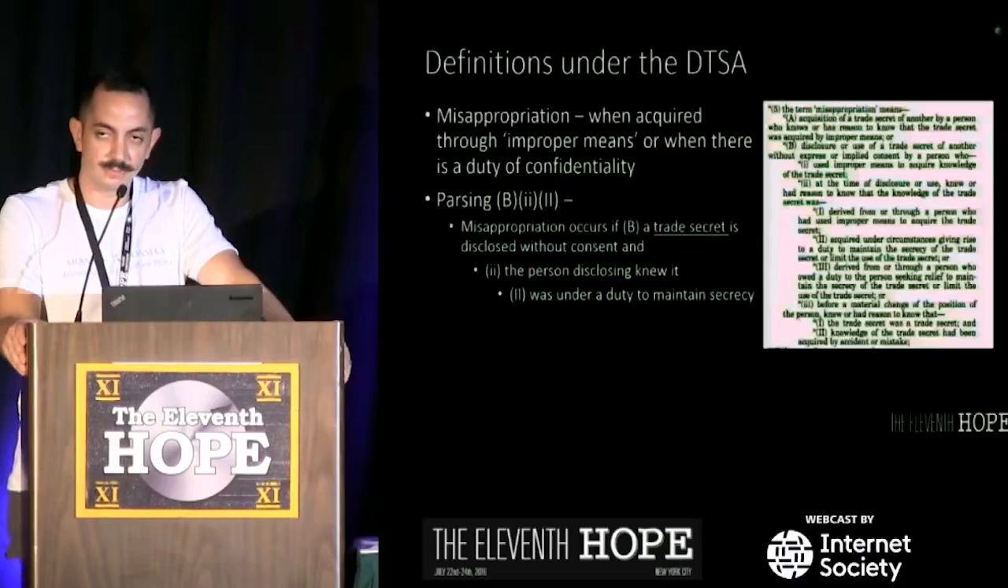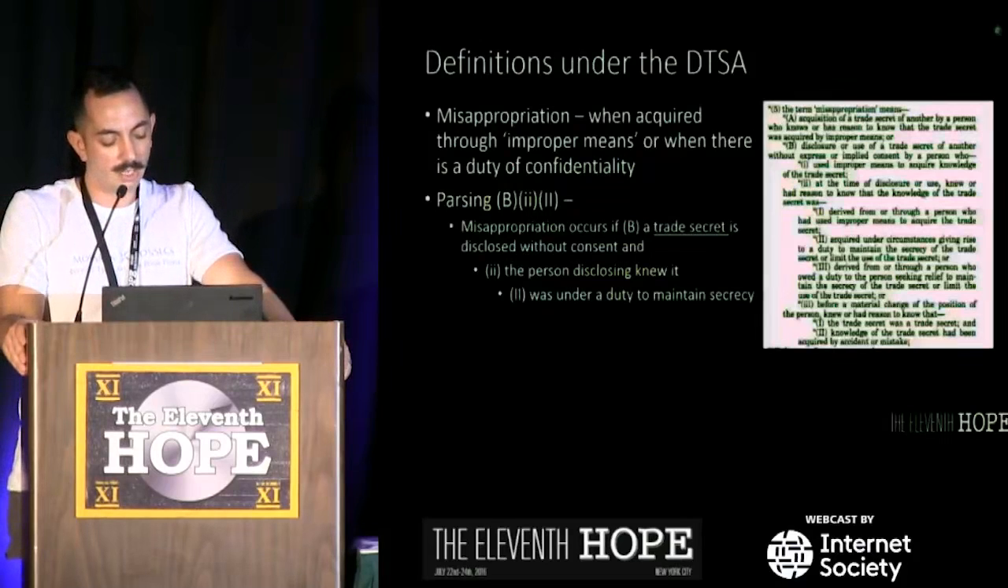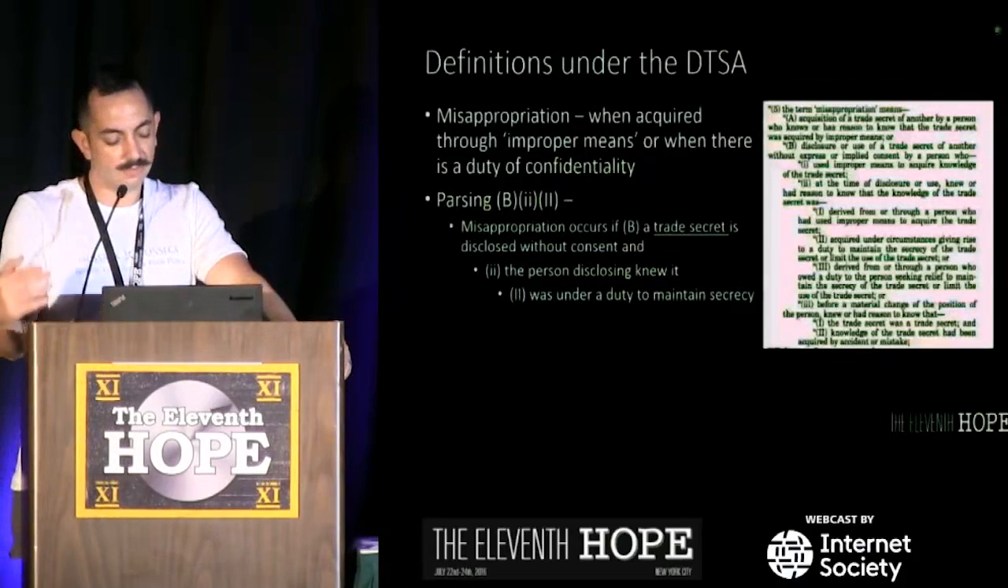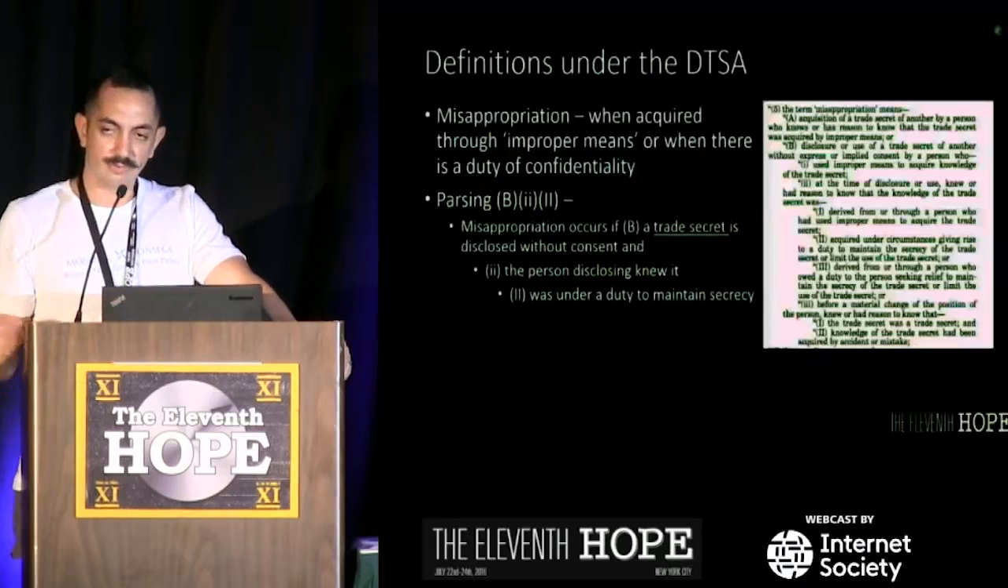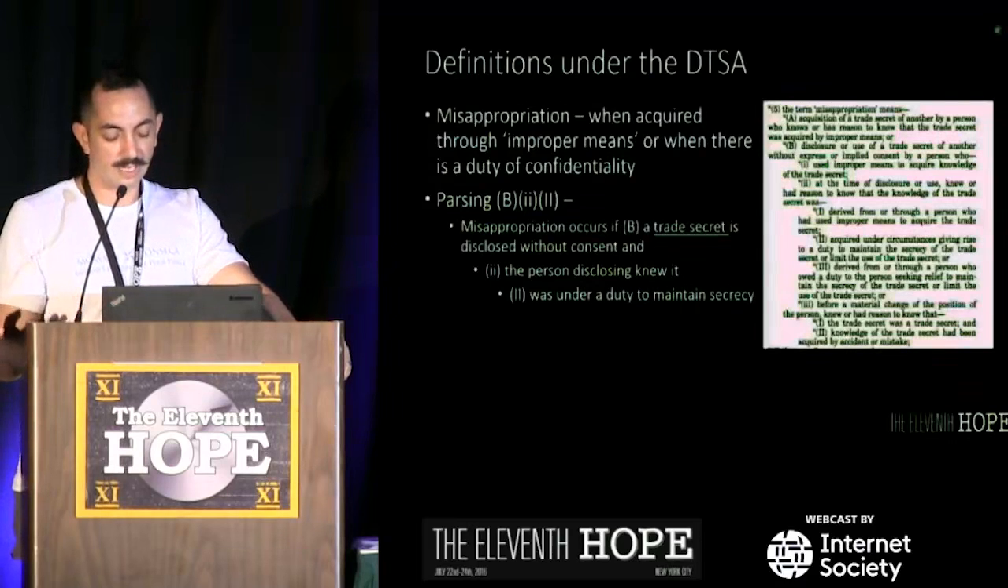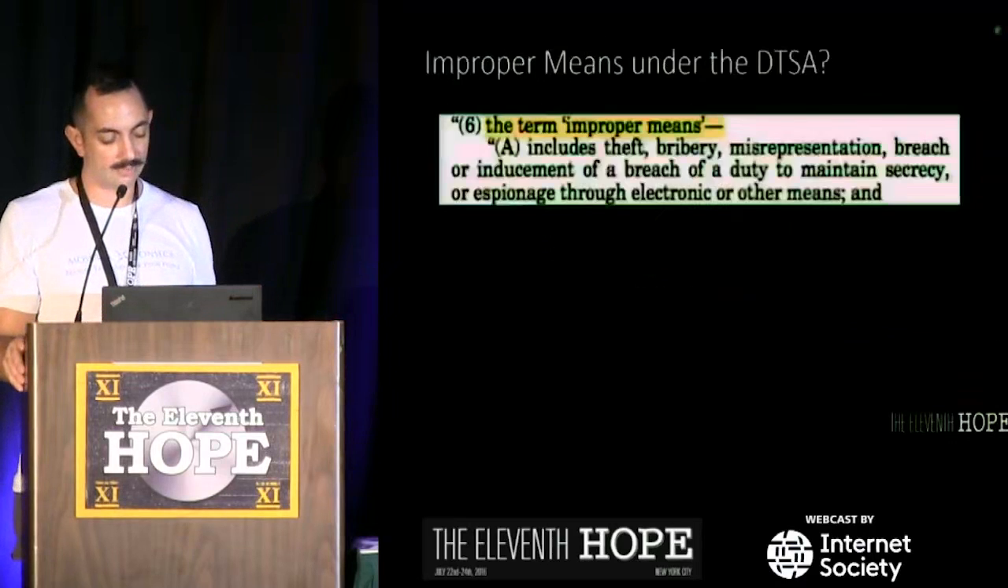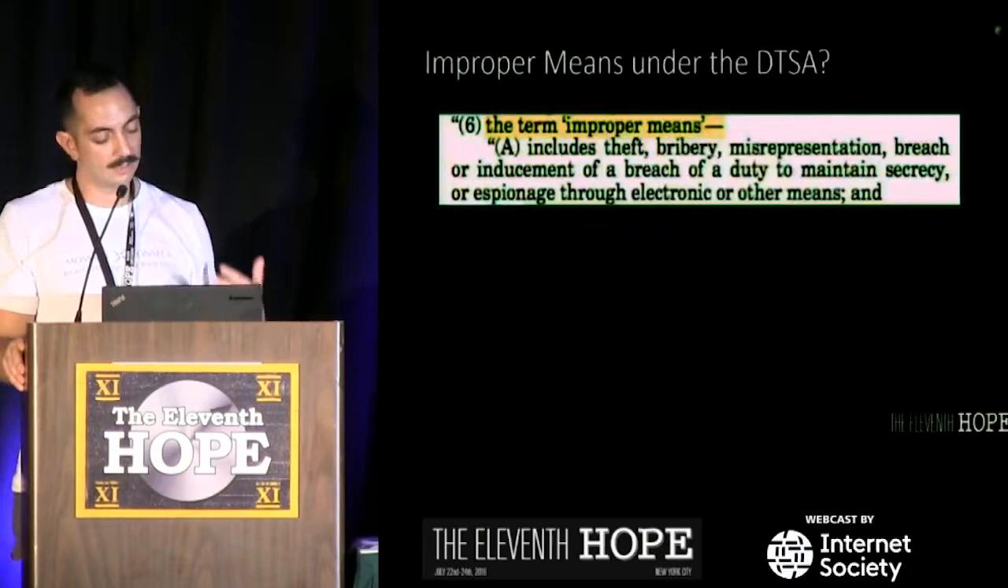So misappropriation of a trade secret can occur if it's disclosed without consent of the party to whom it belongs, and the person disclosing it knew that it was protected and was under a duty to maintain that secrecy. So that's going to be somewhat important, and we come back to that a little bit later.